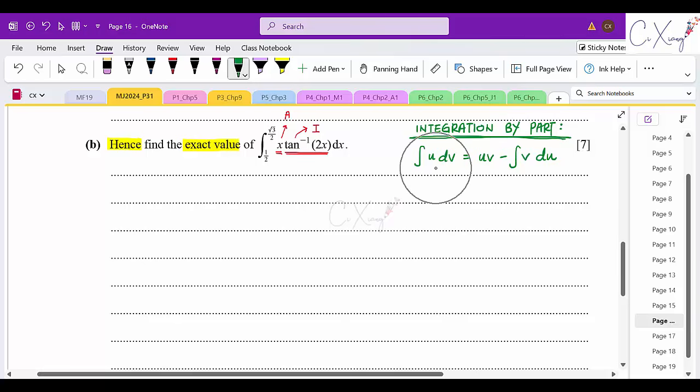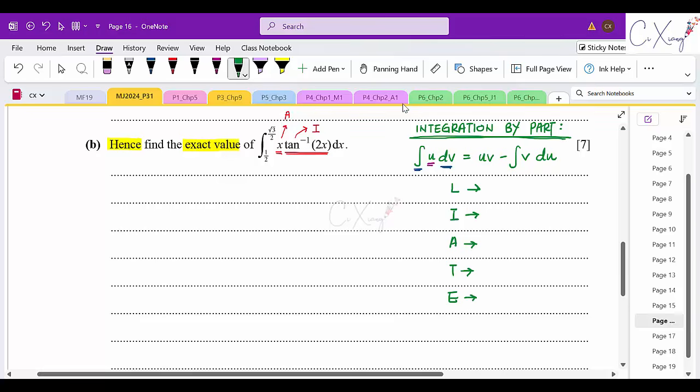So this part is basically the question. In the question, I need to identify what is u and what is integration dv. How do I decide which one is u and which one is integration of dv? We are using the LIATE rule: L-I-A-T-E, where L is logarithmic function, I is inverse trigo, A is algebra, T is trigo, then E is exponential.